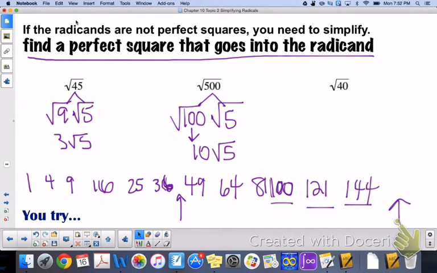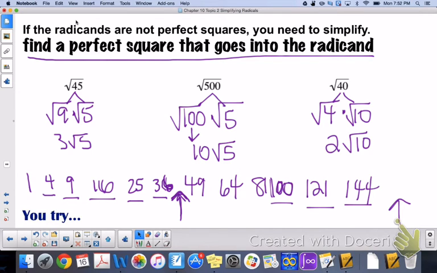One more, the square root of 40. 40 would fall here. Okay, we go down. Does 36 go into it? No. Does 25 go in evenly? No. Does 16 go in evenly? No. Does 9 go in evenly? No. Does 4? Yes. 4 goes into it. 4 times 10. So we have the square root of 4 times the square root of 10. The square root of 4 is 2, so we have 2 root 10.